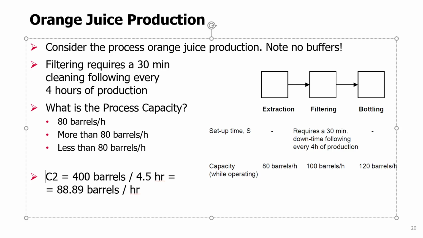The extraction will also have a reduced capacity, right? And by the same logic, the processing of the whole process will be slower than 80 barrels an hour. So the capacity of this system is less than 80 barrels an hour.